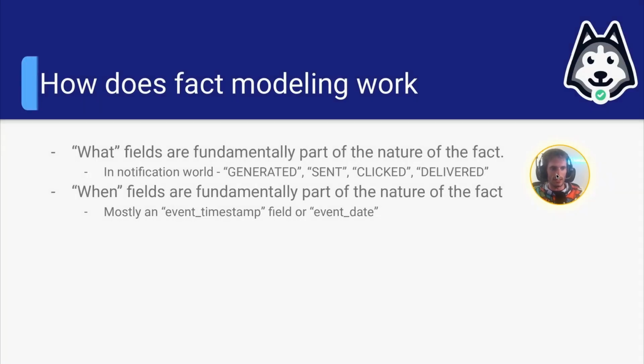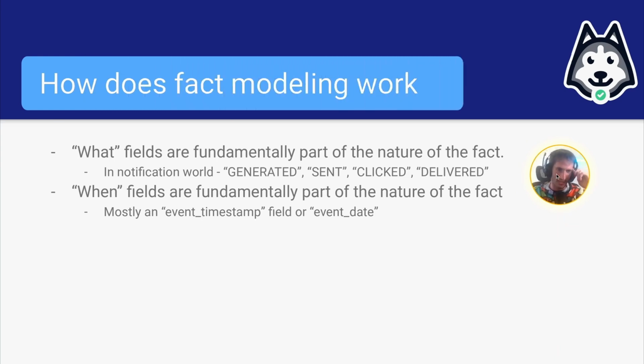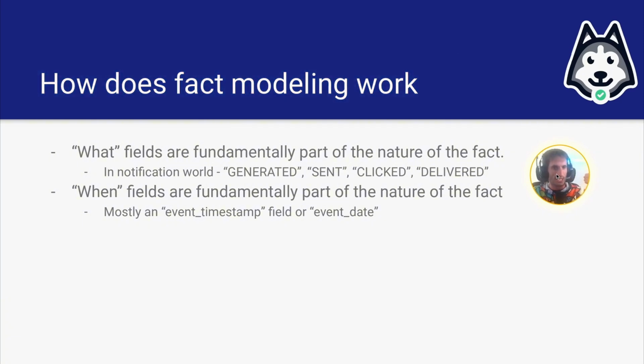This is going to be the event, the actual thing that happened. In notifications, there was a funnel of events. You have generated, which is a notification that could be sent. Then the notification that is sent, the notification that is delivered to the device, the notification that's clicked on, and then the notification that's converted into an action downstream, like a comment, a share, a purchase, something like that.